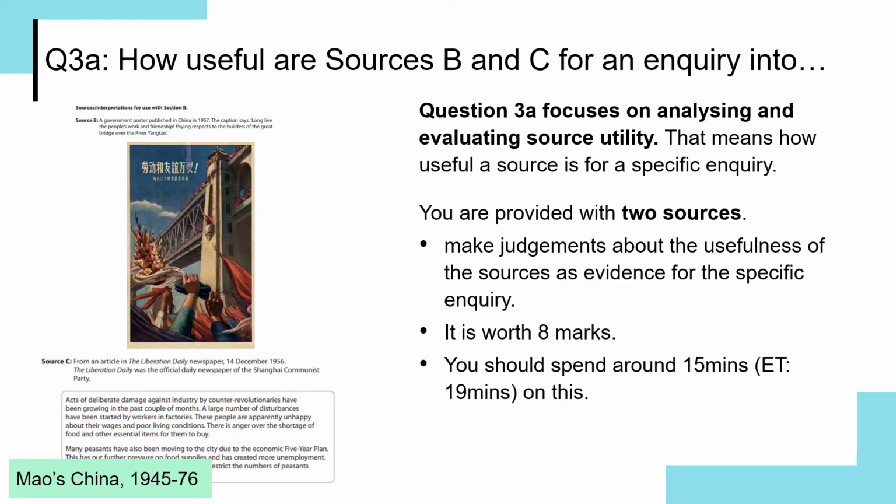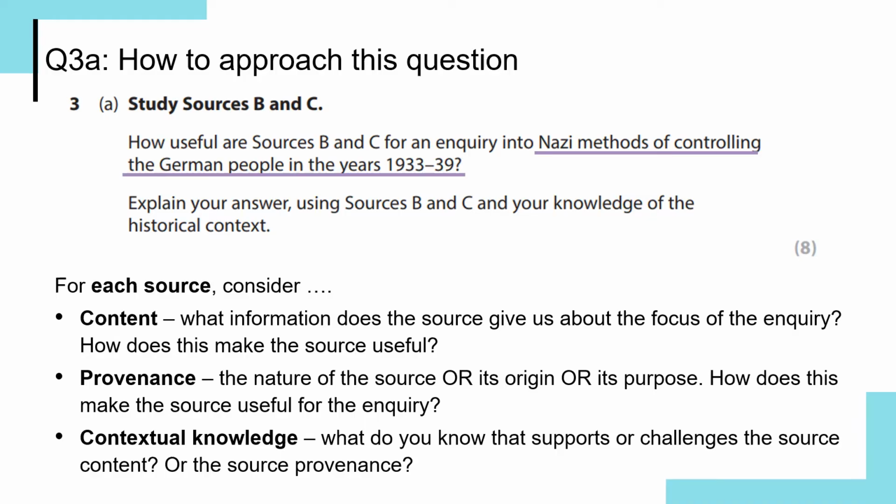This question is worth 8 marks and you should spend around 15 minutes, or 19 minutes if you have additional time. There are 3 things that you need to do when you approach this question. For each source, you need to consider the content, provenance, and contextual knowledge.